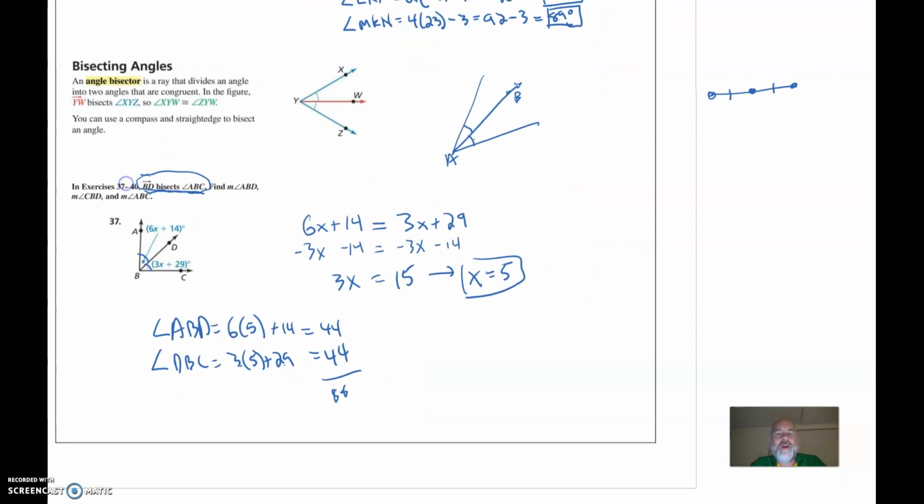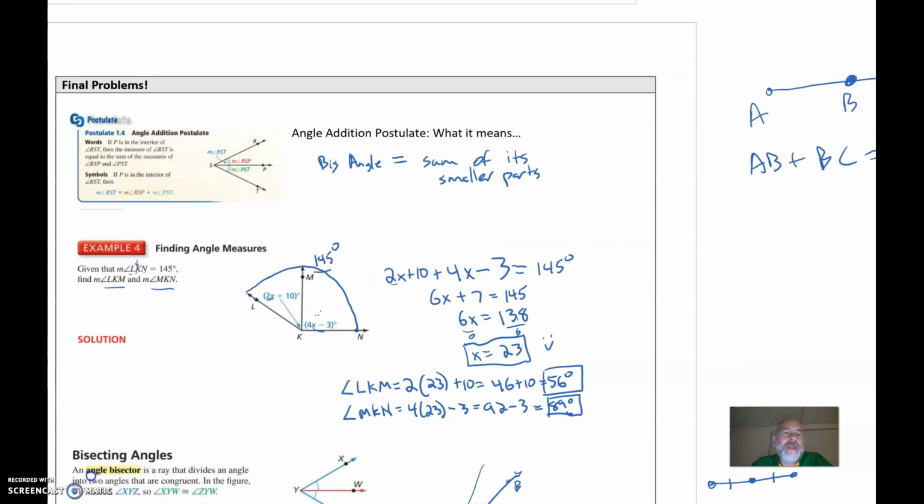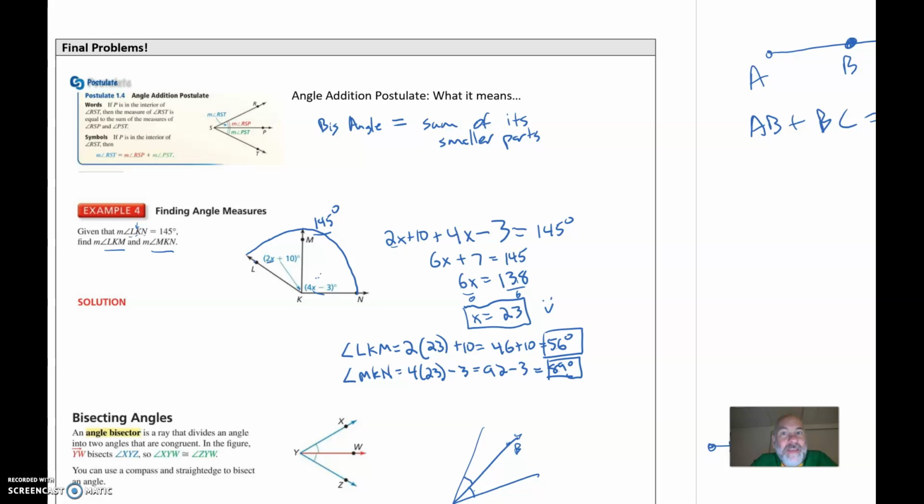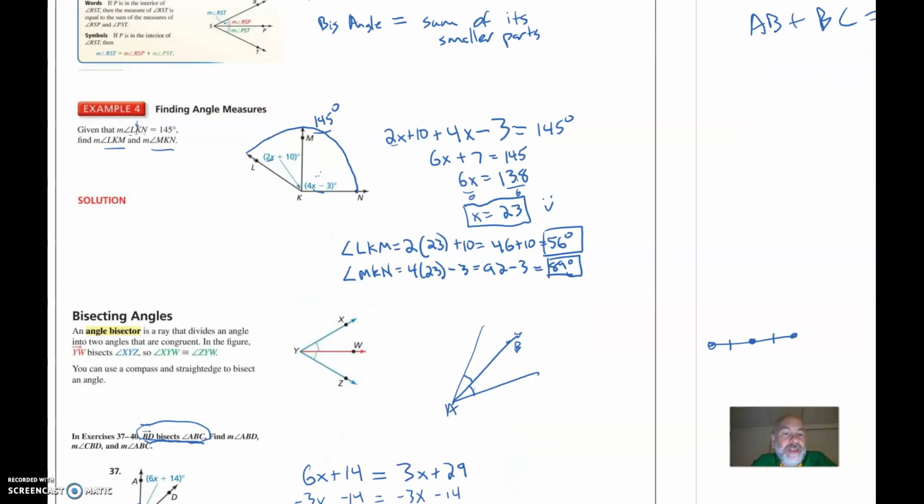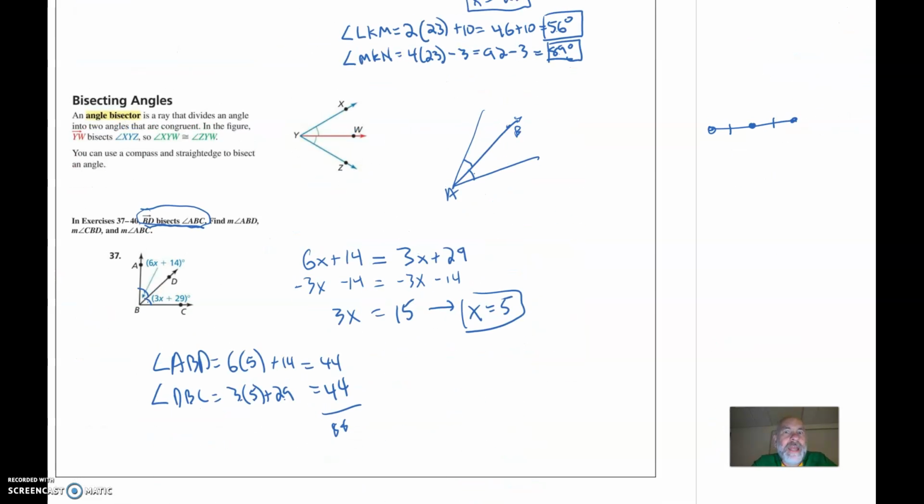All right, what have we gone over today? We've gone over what it means to add angles together to make a big one, the angle addition postulate. And we've gone over when angles are bisected. I try to make a big thing about not assuming things are bisected unless you have a reason to know that. And then once you know they're bisected, you can set the two parts equal to each other, because knowing that it's a bisector means that they're equal.